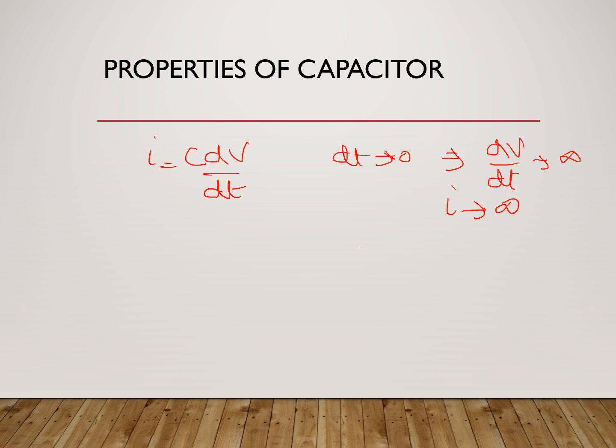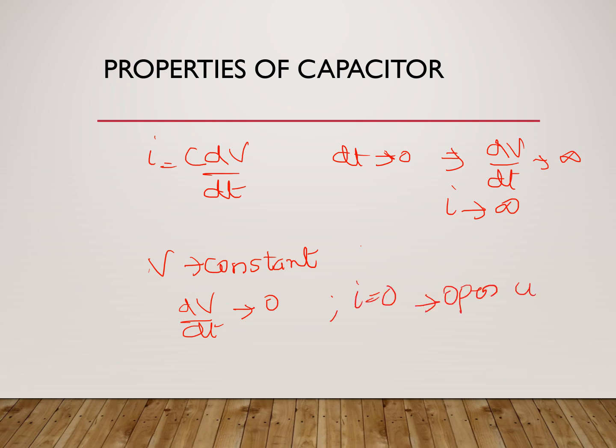Also, another thing is that if the voltage across a capacitor has become constant, as in DC, we can say that dV by dt will tend to 0. So if V is constant, then dV by dt is 0, which means current is 0. Current is 0 corresponds to an open circuit. So the capacitor works like an open circuit to DC. Why? Because in DC the voltage is constant, and hence dV by dt will be 0, so the current through the capacitor will be 0. So this is about the properties of the capacitor.